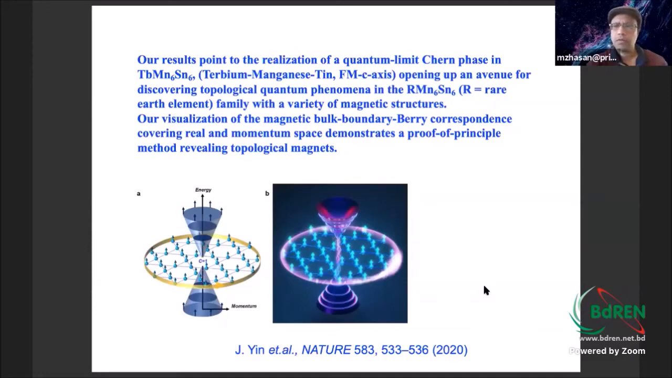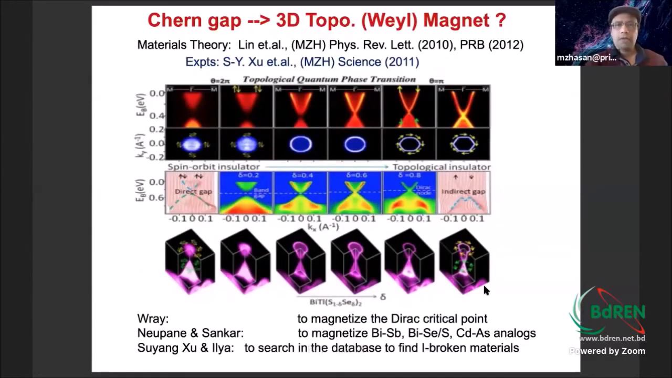This is Chern number 1. Okay, so now that we know how to probe Chern gap, Chern magnet, all these things, we can also try to find Weyl magnet in the same line. But this idea is not new experimentally.